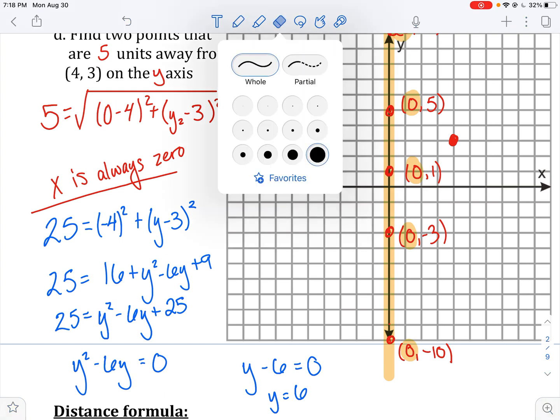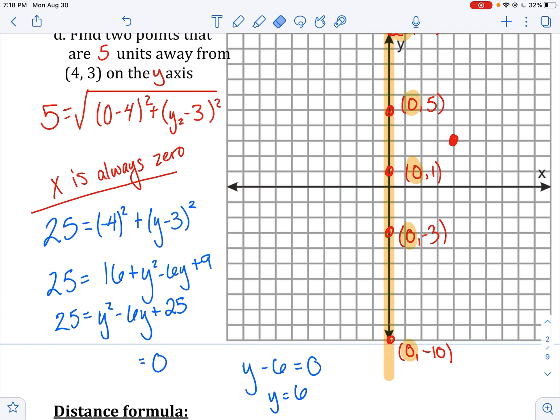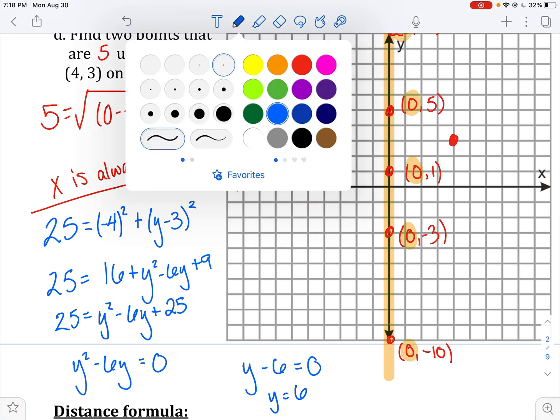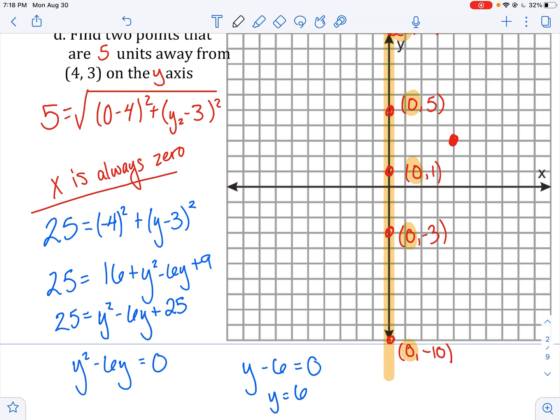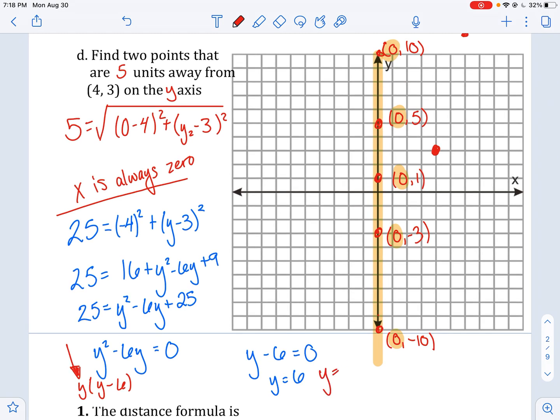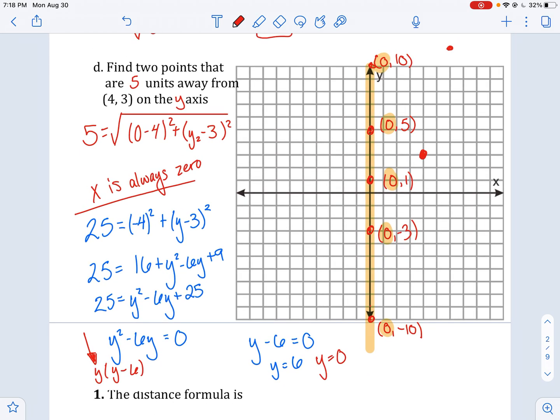Or I could have factored out a y. So y squared minus 6y equals 0. I could factor out a y, and what that would get me is y and y minus 6. So this is kind of an interesting solution because you end up with y equals 6 and y equals 0. But I'm not quite done yet because my solution has to be as an ordered pair or a set of ordered pairs.